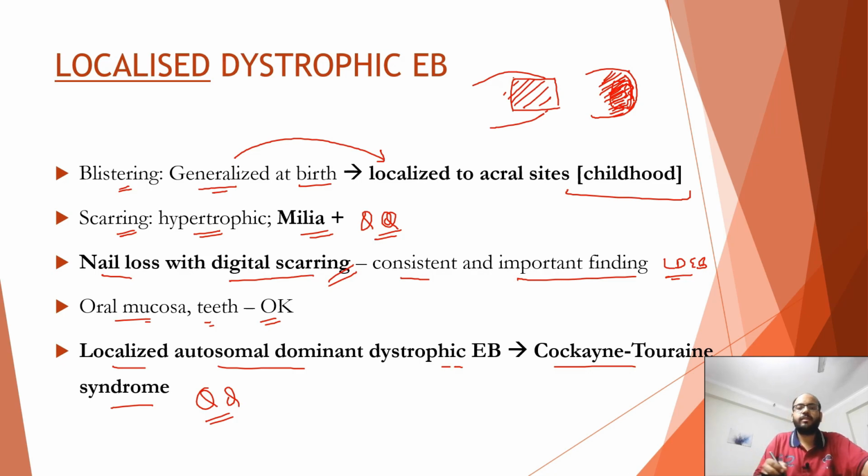Okay. But now the names that I've been using for each and every disorder are the names that I've taken from Rook's 10th edition, which has stopped using name terms, and has stopped using terms like generalized, severe, and all that. Now they just term it by inheritance. For example, you have localized autosomal dominant dystrophic EB or localized autosomal recessive dystrophic EB. So this is the terminology Rook's is now going to use.